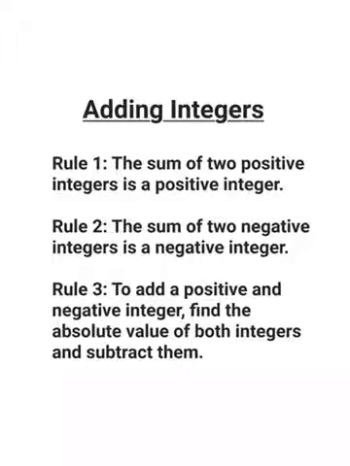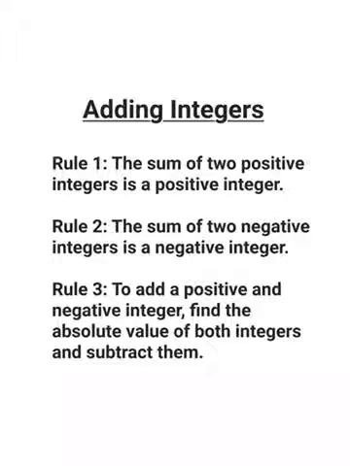This video is going to talk about adding integers. So you'll see that there are 3 rules to adding integers. Rule 1 says the sum of 2 positive integers is a positive integer. Rule 2 says the sum of 2 negative integers is a negative integer. And Rule 3, to add a positive and negative integer, find the absolute value of both integers and subtract them.